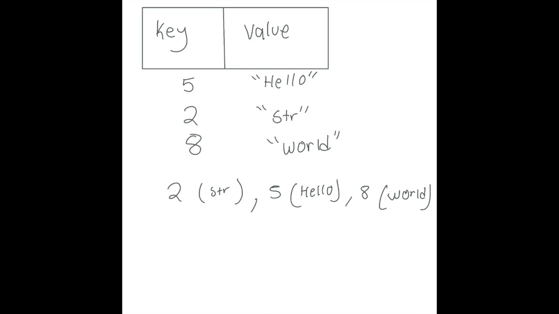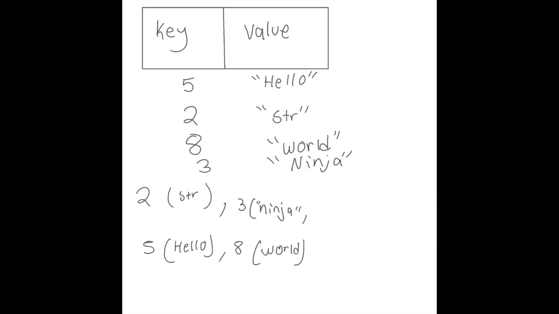And so if you add anything to the tree map, it would just be in order. So if you add something like 3 and then put a word like, I don't know, ninja, then it would automatically be placed right over here. And then you would have the other values after that, right here.